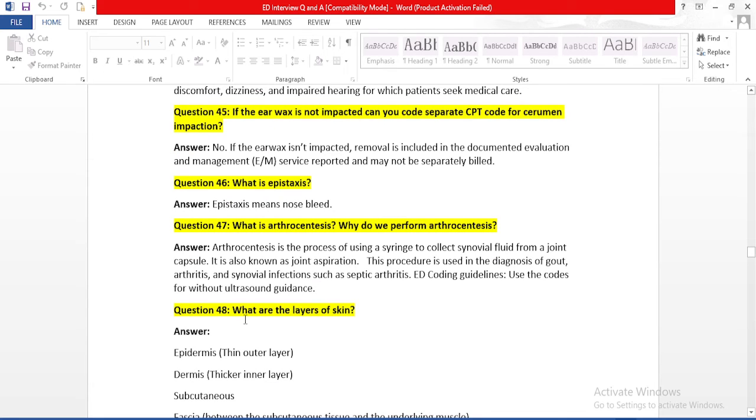Next question. If the earwax is not impacted, can you code a separate CPT code for cerumen removal? No. If the earwax is not impacted, we can't code a separate CPT code for cerumen impaction removal, as removal is included in the documented evaluation and management services reported and may not be separately billed. So in order to code cerumen impaction, we need to check whether the physician has mentioned impacted or not.